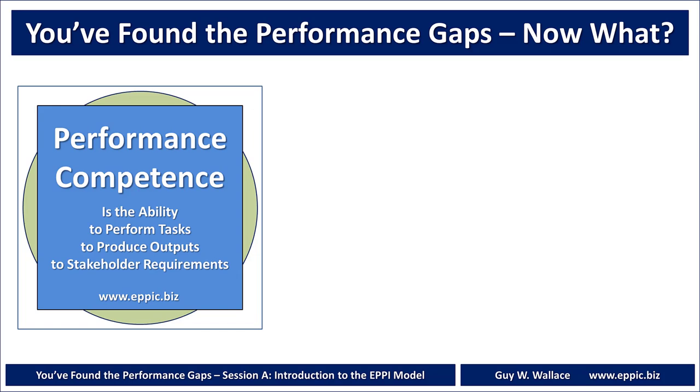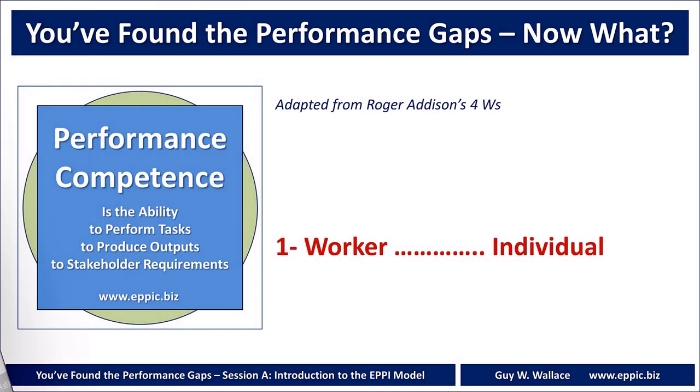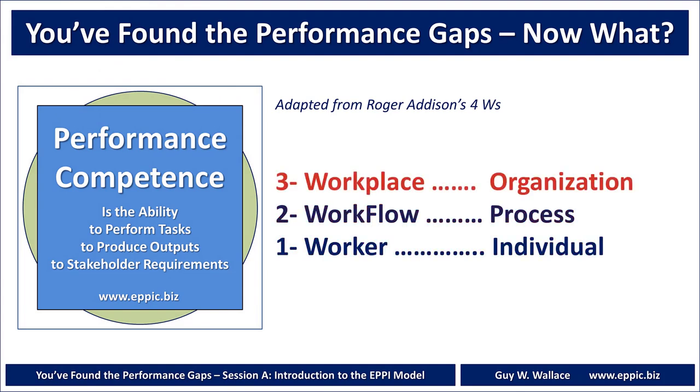And this is true at four levels. It's true at the worker level. It's true at the workflow level. It's true at the workplace level. And it's true at the world level. Now, I've adapted Roger Addison's four W's. My definition of performance competence is valid at all four levels.